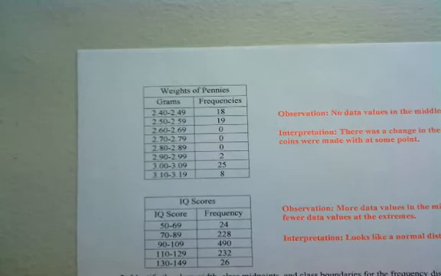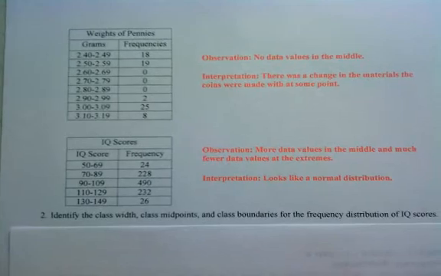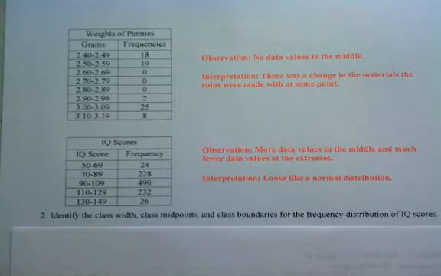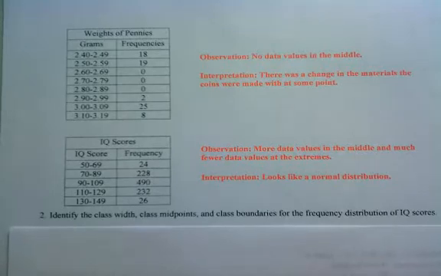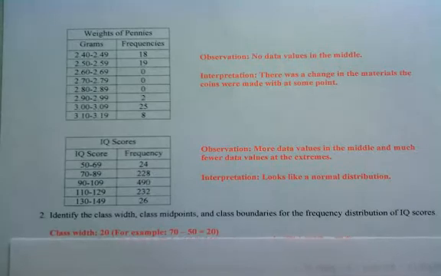Alright, so now we're going to take these IQ scores that we just were looking at, and we want to be able to determine what the class width, class midpoints, class boundaries of this distribution are. And I picked this one just because there's fewer classes. So first off, class width, 20.